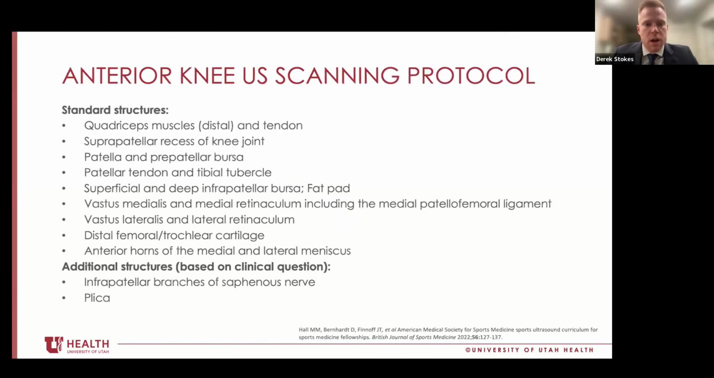So here is the anterior knee ultrasound scanning protocol, which has been reviewed in prior videos. We have our standard structures listed here, and I'm not going to go through them one by one, as we'll go through them throughout the entirety of the presentation. But a few additional structures to point out that can be reviewed based on your clinical question that are not reviewed in this presentation include the infrapatellar branches of the saphenous nerve, and then also you can consider doing a plica evaluation.